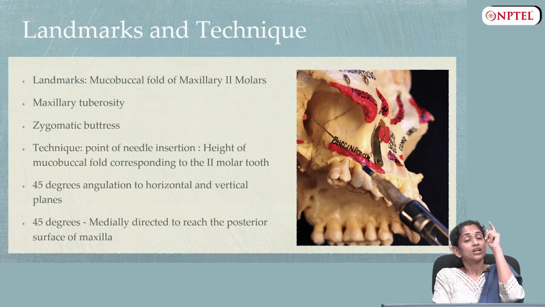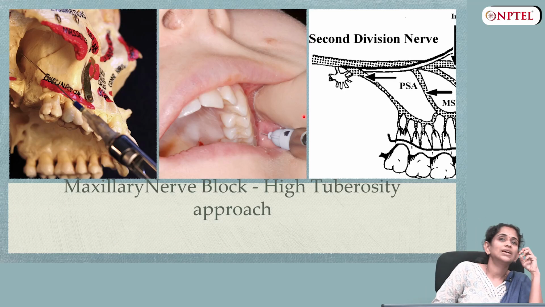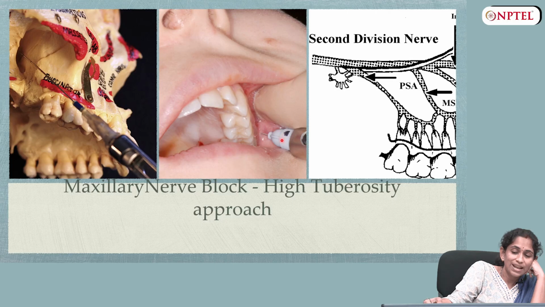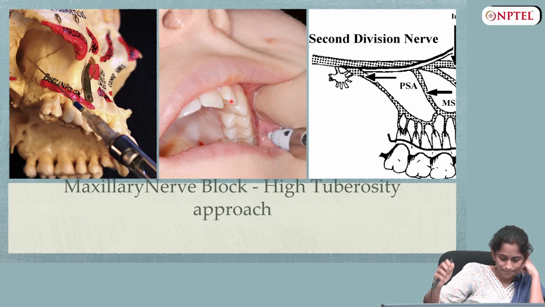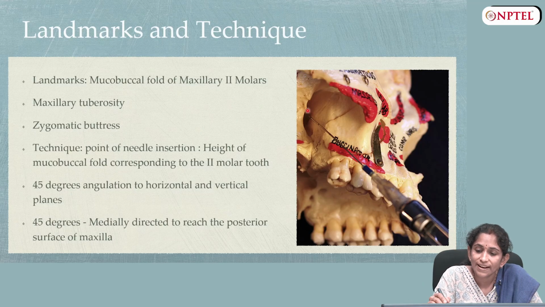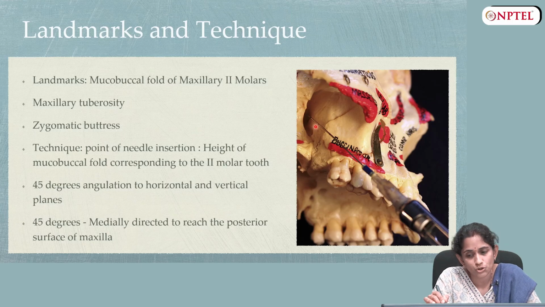So, what is the precaution that we have to tell the patient? Please keep the mouth partly closed. Can you see the central image? We keep the mouth partly closed so that we have adequate cheek space to take the needle medially directed by 45 degrees. So, where is the final position of the needle? The final position of the needle is in the pterygopalatine fossa.